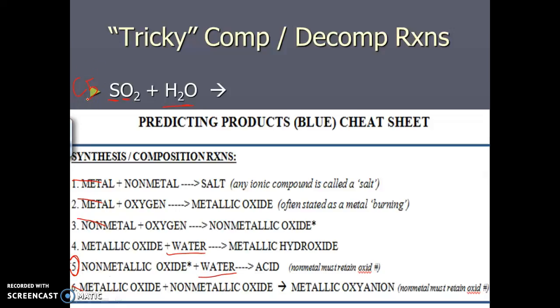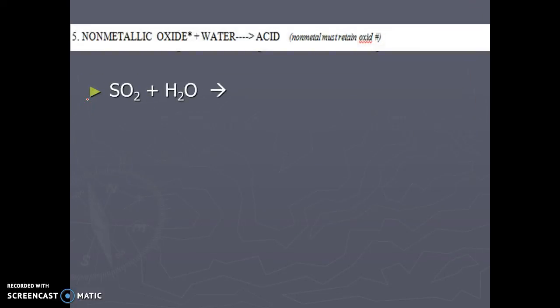So I'm going to use that guideline on my blue sheet to help me finish this out. We'll zoom in. Here's our rule from our blue sheet for composition number 5. It tells me when I have a non-metallic oxide plus water, I get an acid. So I'm going to get an acid as my answer here. Which one am I going to get? I've got H's, S, and O's. Well, I've actually got two choices, because I know two acids that have H's, S's, and O's in them. I have H2SO4, sulfuric acid, but we also have another acid that we know of, sulfurous.